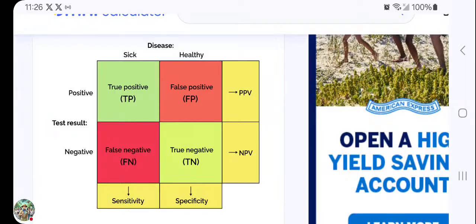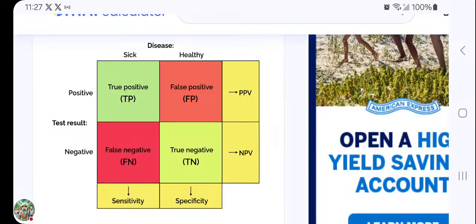So for sensitivity, we talk about the first column. For specificity, we talk about the second column. Now PPV, we talk about the first row, and NPV, we talk about the lower row, which is the second row. So now sensitivity equals TP over TP plus FN, which is square number 1 plus square number 3.